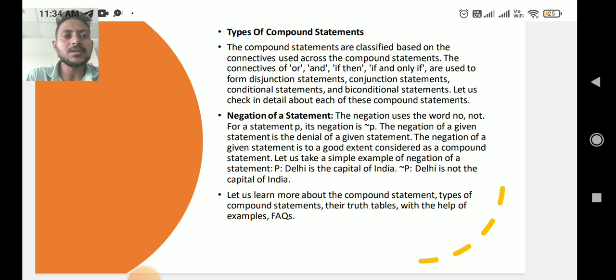Negation of a statement. The negation uses the word "not" for a statement P. Its negation is ~P. The negation of a given statement is the denial of the given statement. The negation of a given statement is often considered as a compound statement. Let us take a simple example of negation of a statement. P: Delhi is the capital of India. Negation: Delhi is not the capital of India. Let us learn more about the types of compound statements, the truth table with the help of examples and FAQs.